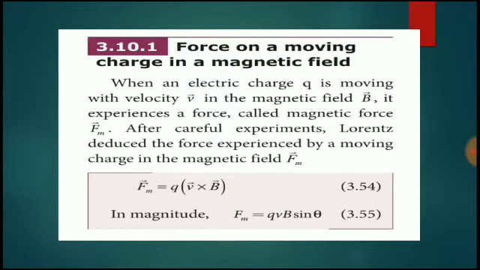After that there were many experimental verifications. The force experienced by the moving charge in the magnetic field is Fm. Fm is equal to Q into V into B. The magnitude is Fm equal to QVB into sine theta, because the force is experienced in the perpendicular direction to the magnetic field. That's why the angle here is 90, sine 90. Perpendicular, that's why sine 90. Okay.